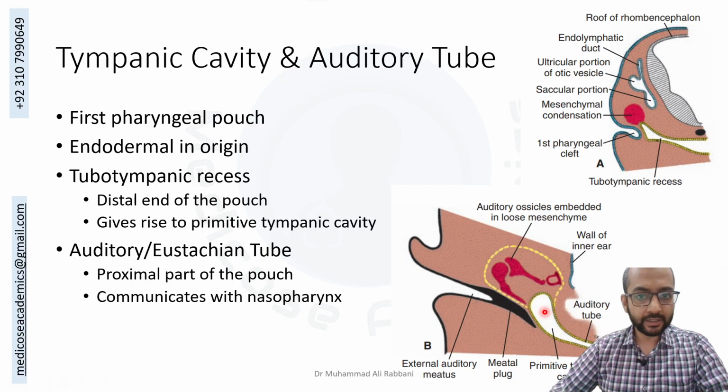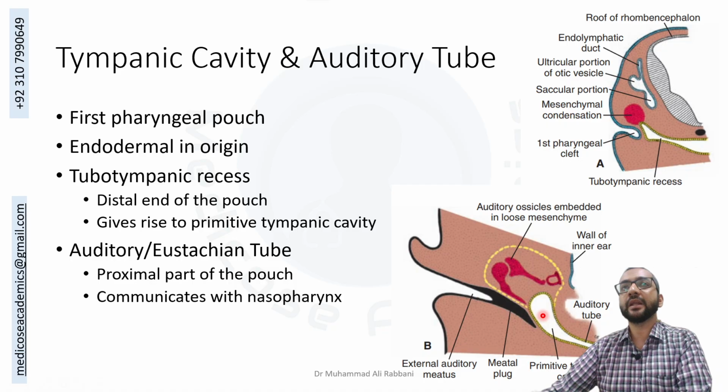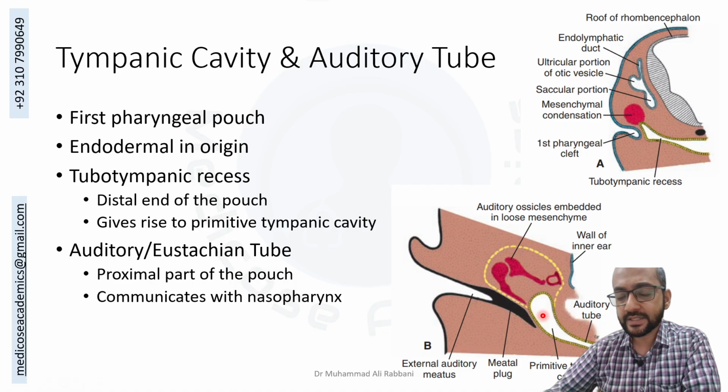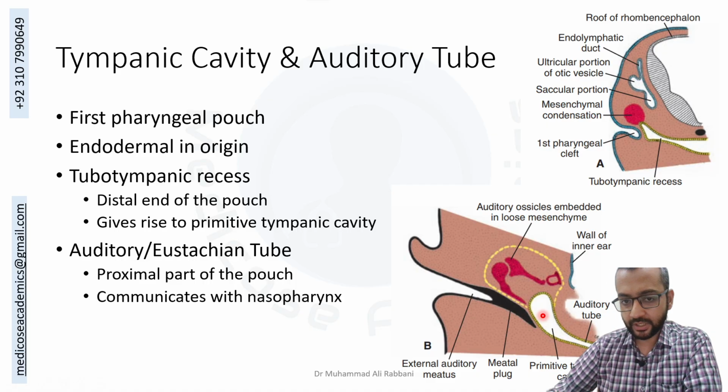So the cavity and lining, meaning that in embryology the cavity and lining of all the cells of the middle ear will be endodermal in origin, as it is coming from that. Same goes for the lining of the auditory tube. So it starts there, and it ends in this primitive tympanic cavity, and this recess gives rise to the tympanic cavity.